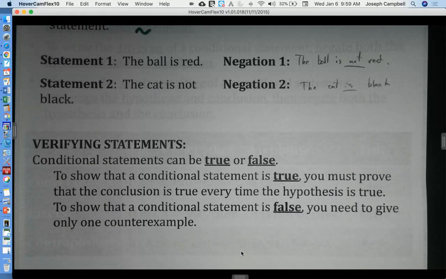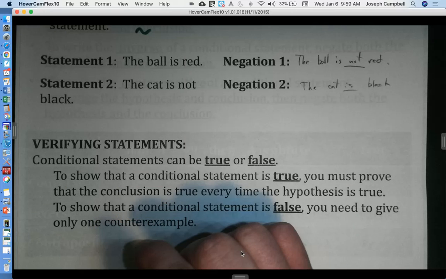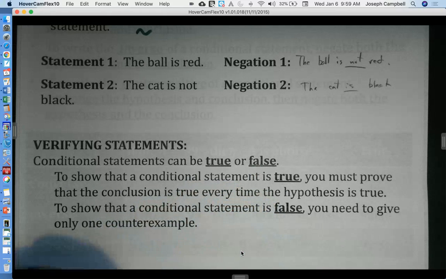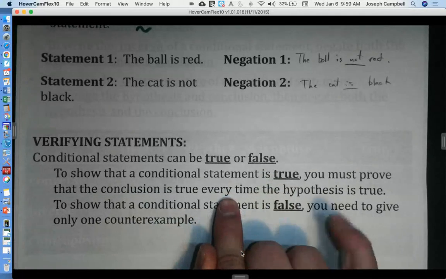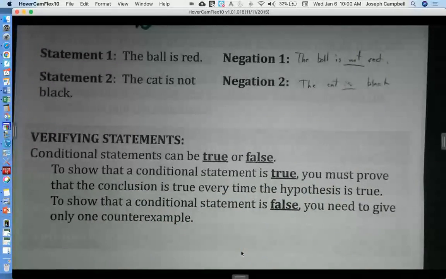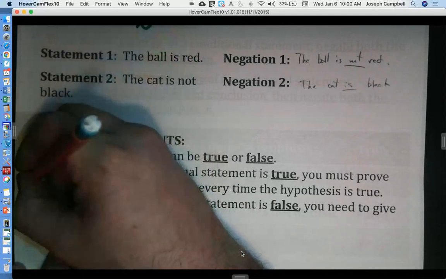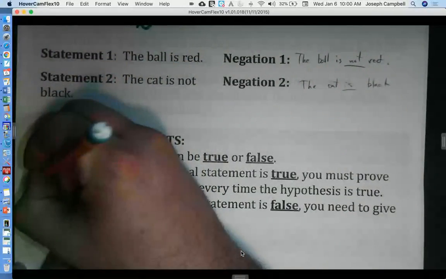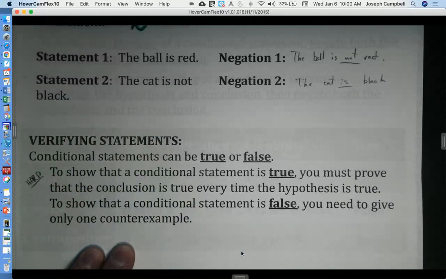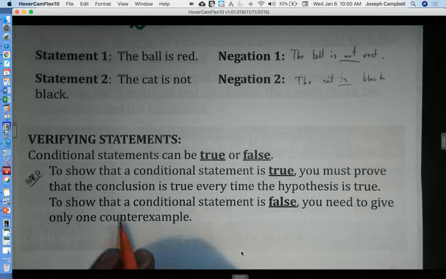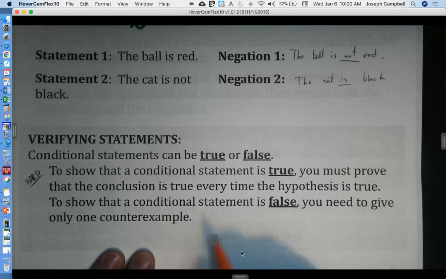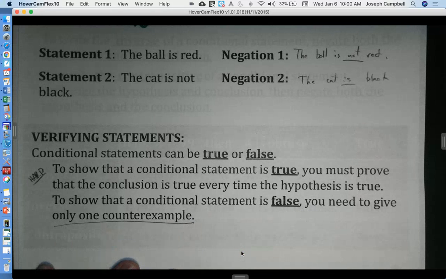Okay, so verifying statements, right? This ties into all of which we've done. So conditional statements, these if-then statements, can be true or they can be false. To show a conditional statement is true, you must prove the conclusion is true every time the hypothesis is true. So this is very hard to do. Sometimes it takes generations or a very good mathematician to show in a general case it's always true. It's much easier to show a conditional statement is false. Why? Because you only need to give one counterexample.